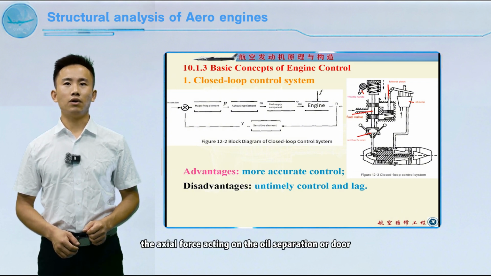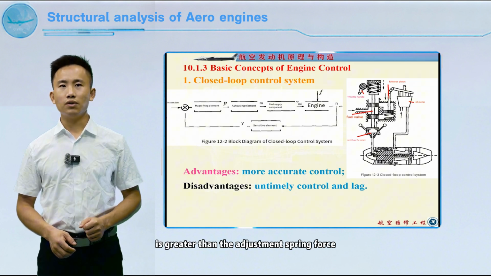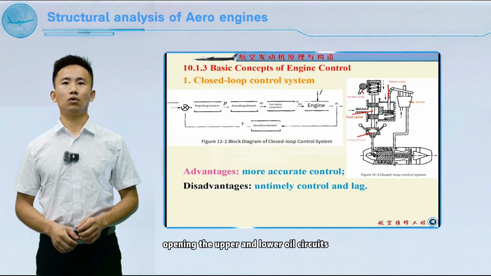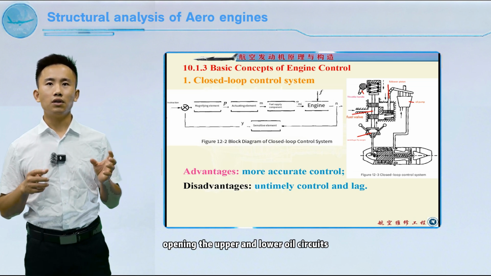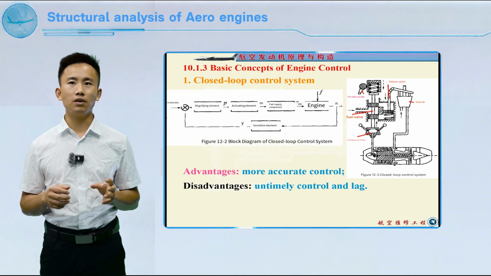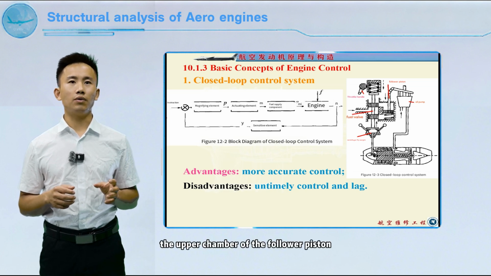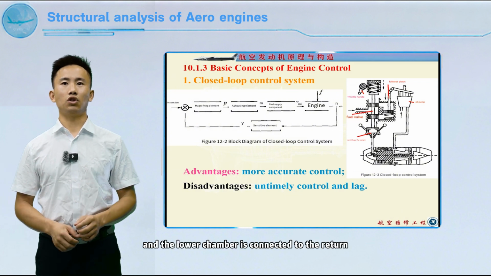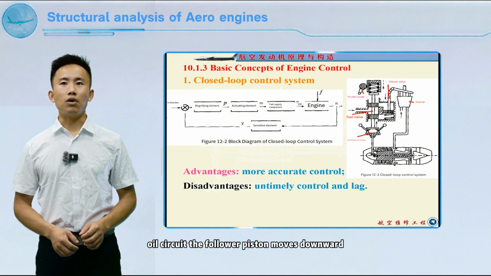The axial force acting on the oil separation valve is greater than the adjustment spring force, and the oil separation valve moves upward, opening the upper and lower oil circuits, blocked by the two shoulders of the oil separation valve. The upper chamber of the follower piston is connected to the high-pressure oil circuit, and the lower chamber is connected to the return oil circuit.